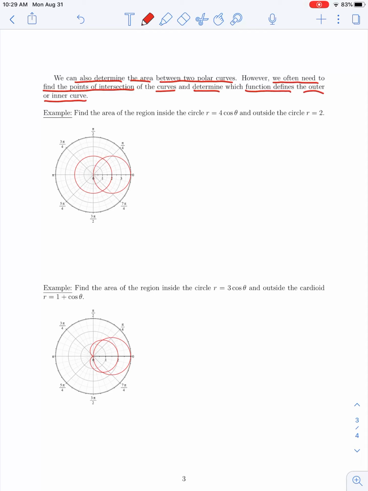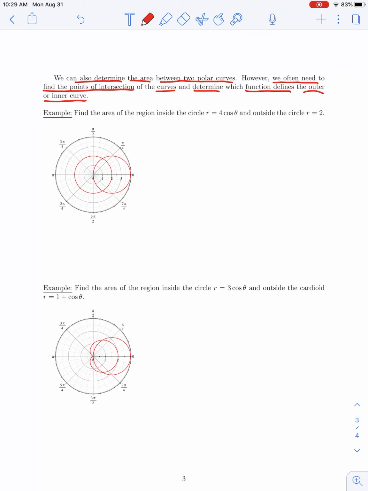So much like you did in the beginning of Calculus 2, to find the area between two polar curves, you can integrate the outer curve minus the inner curve. That is, you're finding the area inside of the outer curve and then subtracting the area inside of the inner curve, and that difference will give you the area of the region between them. So let's see how this works. We'll look at a couple of examples here.